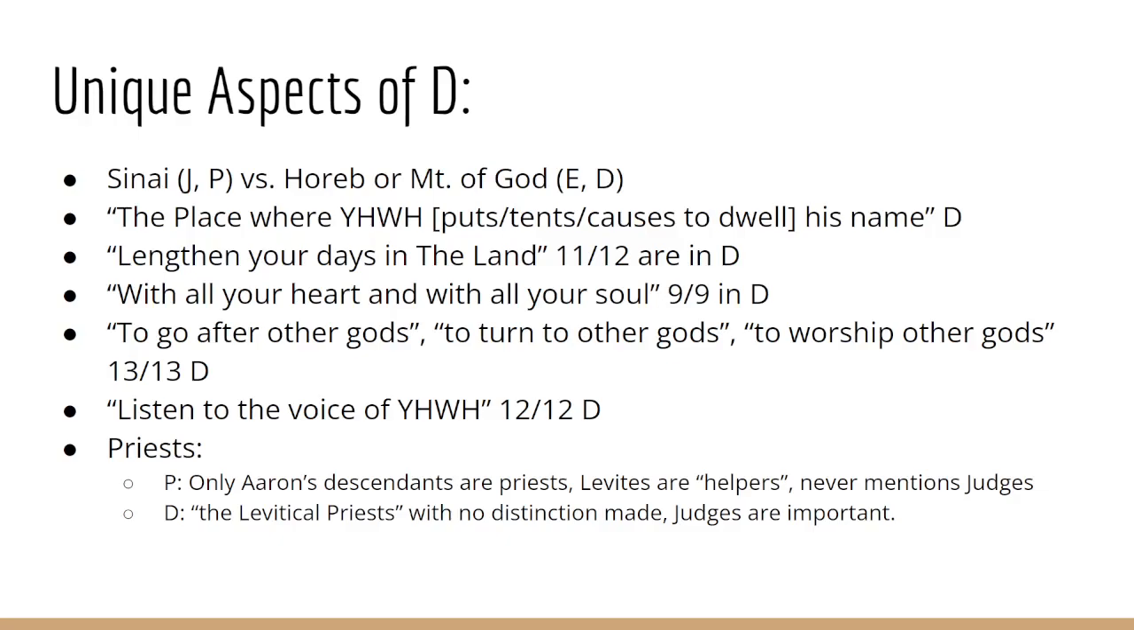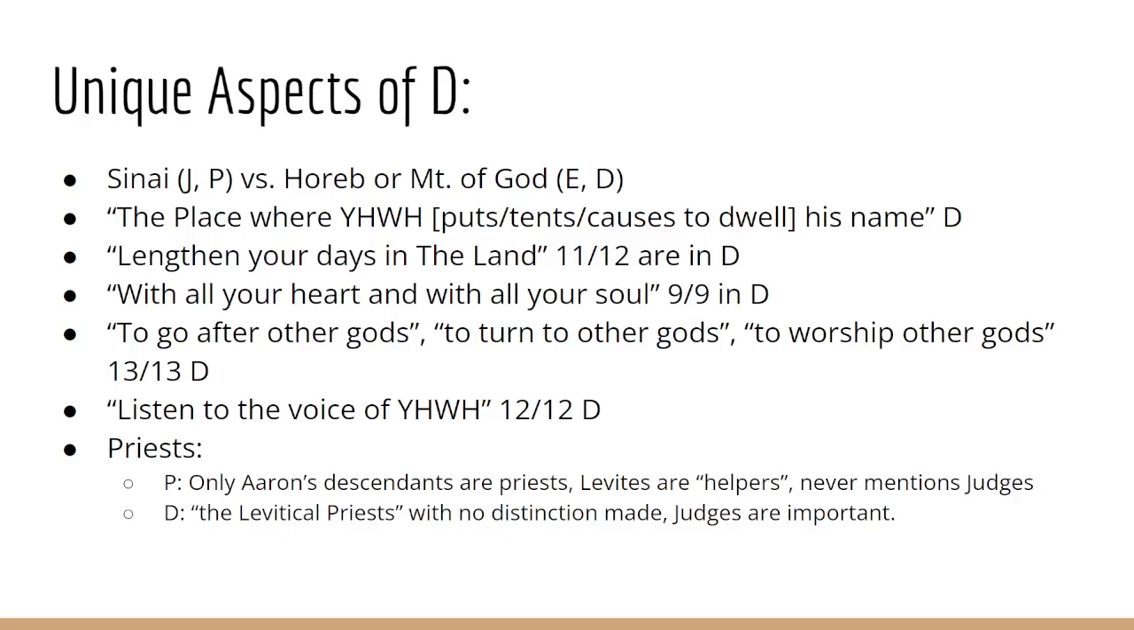So for example, from P, only Aaron's descendants are priests. Levites are some sort of a lesser priest or helper of some sort, but he never mentions the judges. That's P. But D, he always talks about the Levitical priests, with no distinction made between Aaron's priests and other priests. All priests are just priests. E does the same thing.